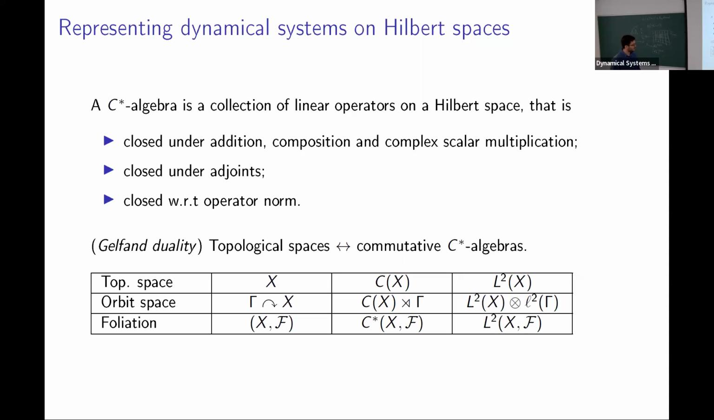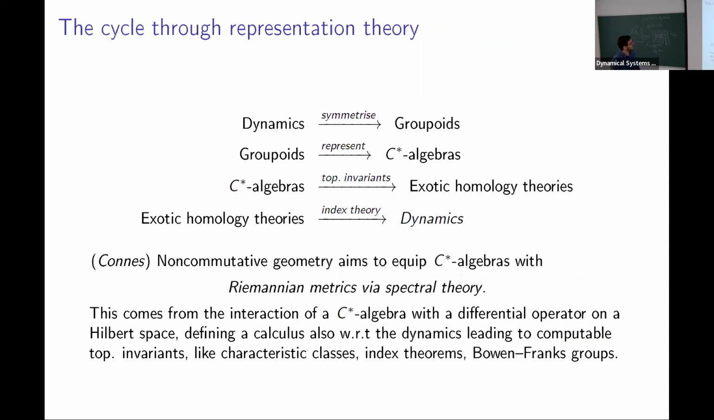And moreover, if you start with foliations, you can construct a C*-algebra of foliations. And so you have operators moving along the leaves. And you can represent it in a nice Hilbert space.